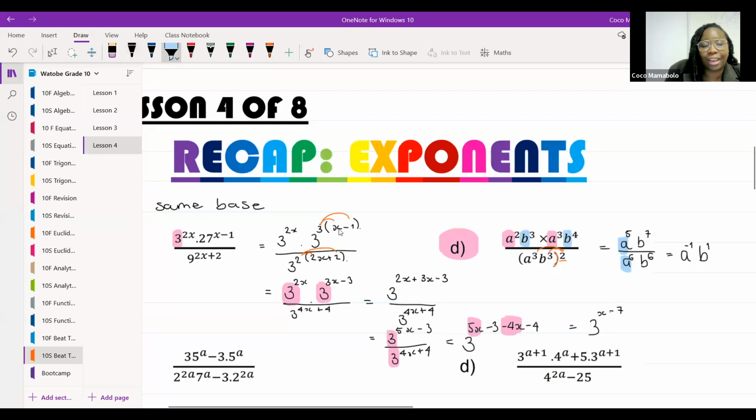Now, I cannot leave this with a negative exponent. This a to the -1 can't have a negative exponent. So what I'm going to do is put it as a fraction, and I'm going to flip this. I'm going to take the a to the bottom, and it's going to become a to the power of +1 over here. So my final answer should be b over a.